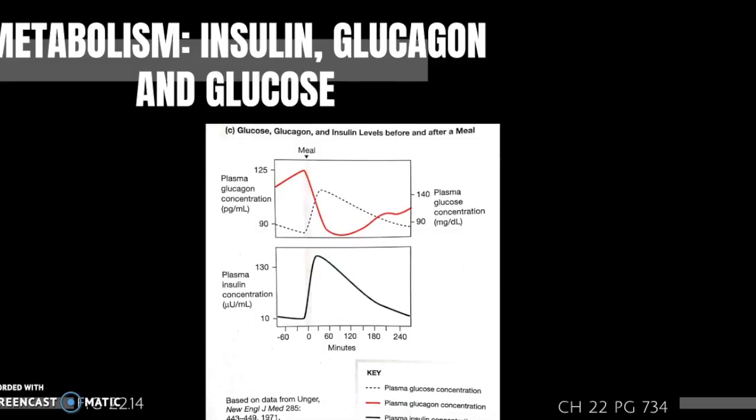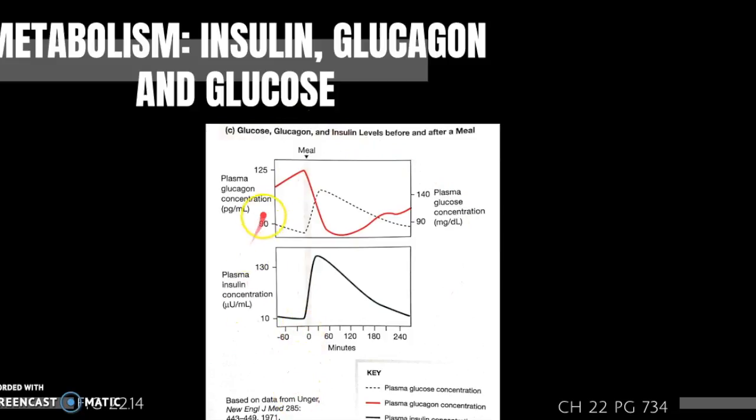So again, just like we were mentioning before, glucagon and insulin are having antagonistic effects on glucose blood concentrations. Insulin is usually being secreted in a fed state when it needs to encourage more uptake of glucose and lowering blood glucose levels, and glucagon is increasing blood glucose levels during the fasted state. You can see that here where we have plasma glucagon concentration in the red, plasma glucose concentration in the dotted, and plasma insulin concentration in the green, as they relate to this meal time here.